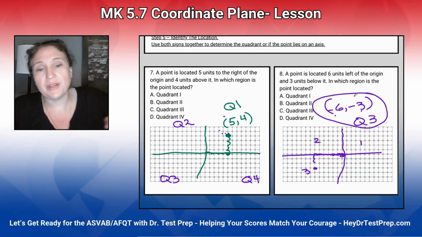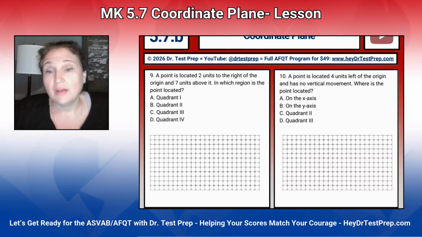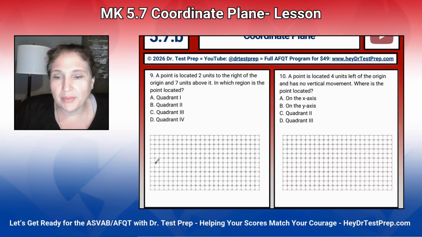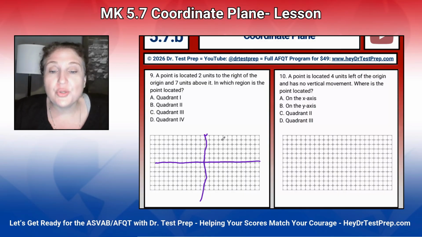Okay, quadrant 3. And we use Roman numerals for the quadrants. I just wasn't, but that's the proper way to do quadrants. Usually when we put the Q, we write our number. When we use the word, we put the Roman numeral. All right, 2 units to the right, 1, 2, 7 units up, 1, 2, 3, 4, 5, 6, 7. So this was a positive 2 to the right, a positive 7 up, makes it in Q1.